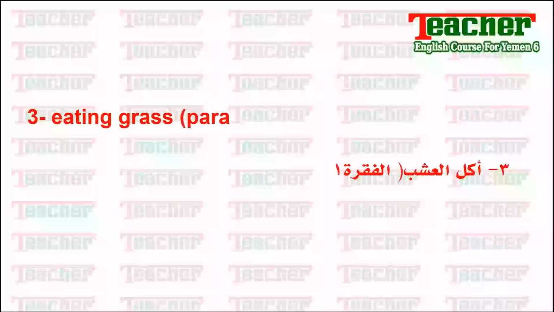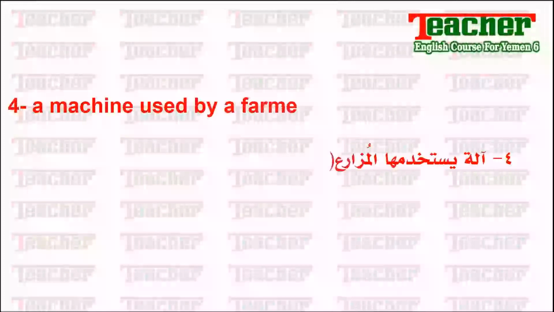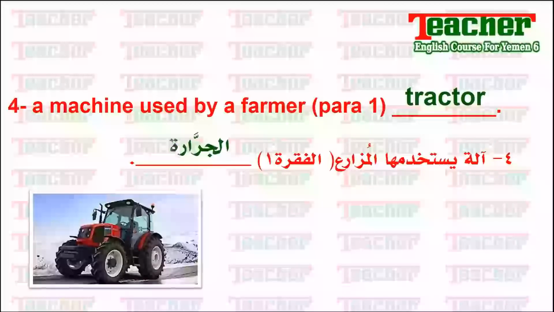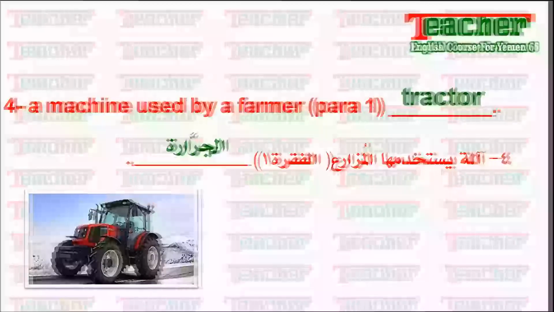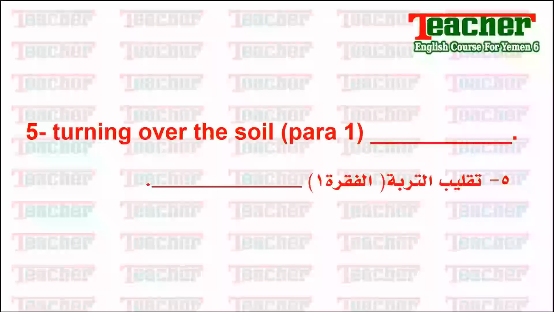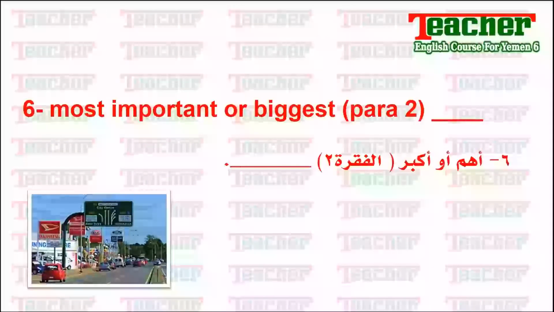3. Eating grass. Grazing. 4. A machine used by a farmer. Tractor. 5. Turning over the soil. Plowing. 6. Most important or biggest. Main.